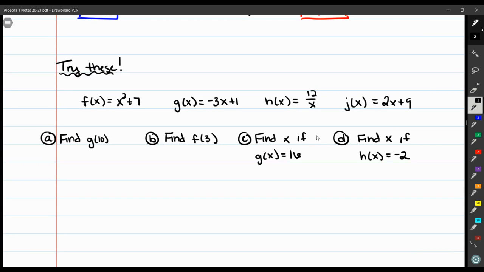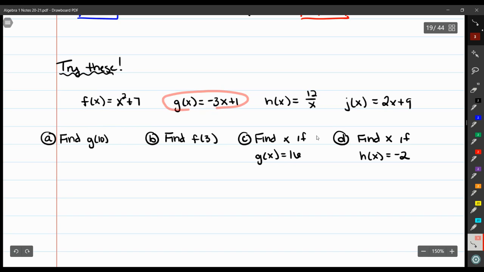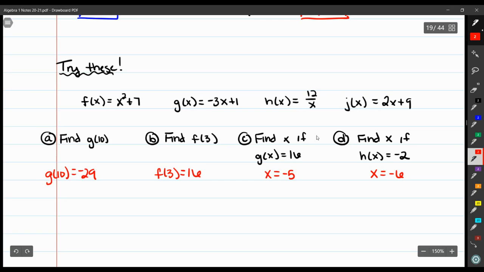Now I want you to try these. We have 4 functions. At the top, we have f of x, g of x, h of x, and j of x. So we've got letter A, letter B, letter C, letter D. Pay attention to the names and make sure you're using the correct function. For letter A, since it's g of 10, you would be using the g function. You're going to use all 4 of these functions to try to find these values that are asked. Pause the video, see if you can find their solutions, and when you're ready, unpause to find the answers. Here are your solutions for A, B, C, and D.